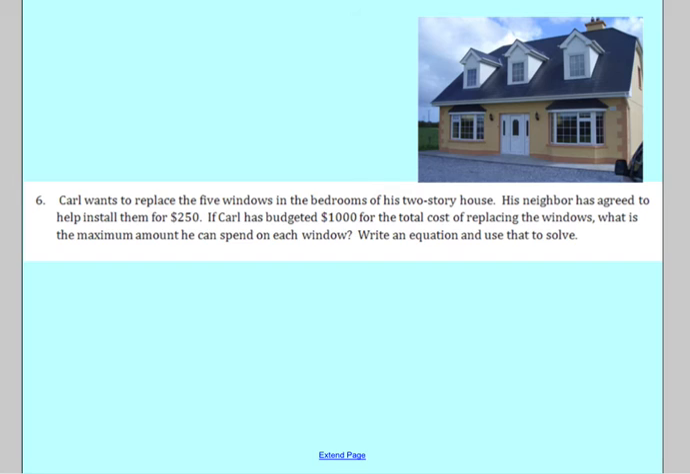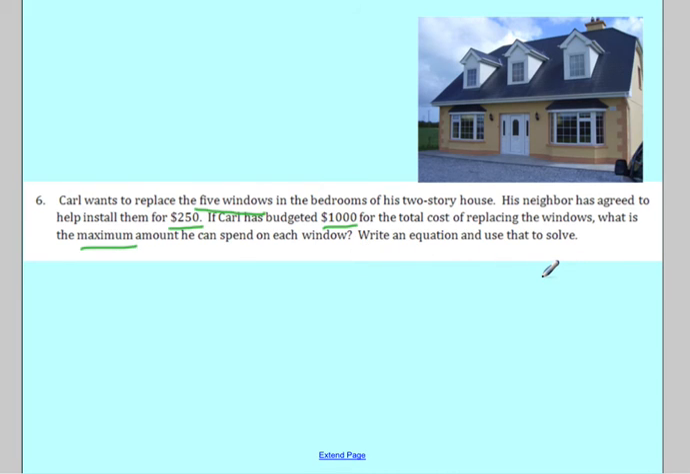And it's Carl wants to replace the 5 windows in the bedroom of his 2-story house. Okay. I'm assuming the 5 windows might come in later, so I'm going to underline it. His neighbor has agreed to help install them for $250. Okay, Carl has a budget for $1,000 for the total cost of replacing the windows. What is the maximum amount he can spend on each window?